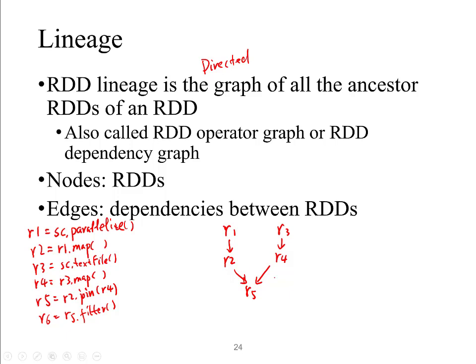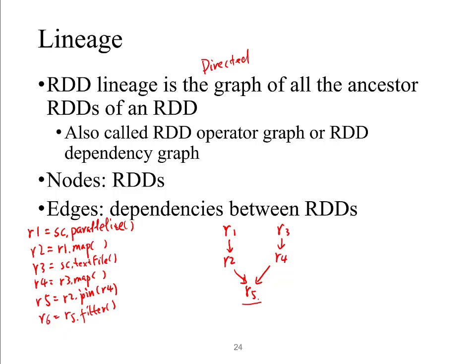So to conclude, RDD lineage is like a logical execution plan of the computation until the current RDD, and how to generate such kind of RDD lineage.